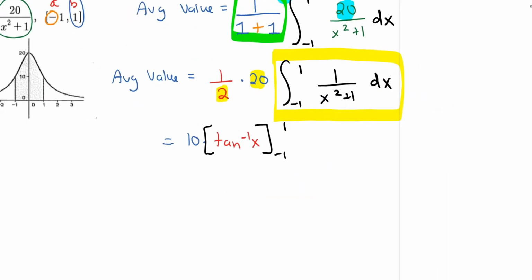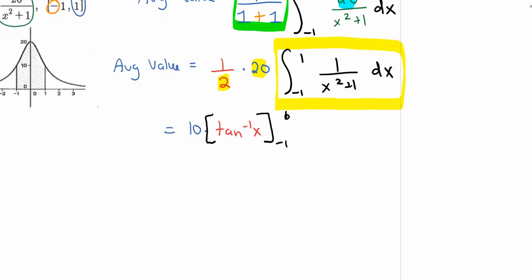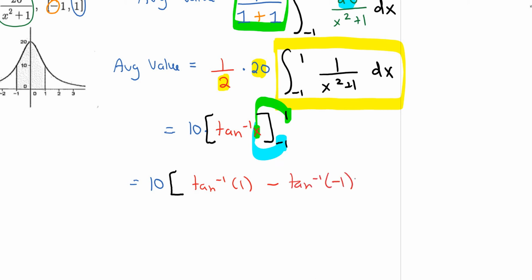Okay, and then from there, let's go ahead and plug in our upper bound. So if I do that, I get 10 times tan inverse of 1, minus, and then we plug in our lower bound, so that's going to be tan inverse of -1, and then I can close the bracket there.